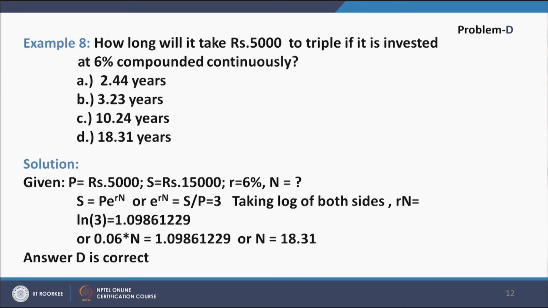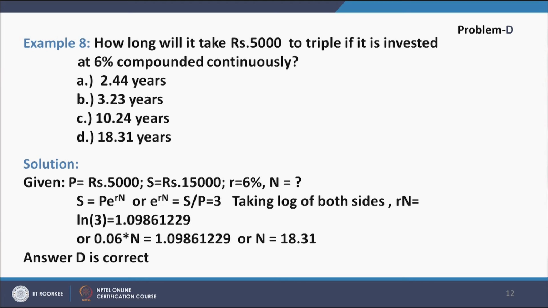Now, problem type D, example 8. How long will it take rupees 5,000 to triple if it is invested at 6% compounded continuously? We have 4 options, and let us take the solution. What are given? P is equal to rupees 5,000, S is equal to rupees 15,000, because it is going to triple, 5,000 into 3, 15,000. R is 6%, and what is the value of N?